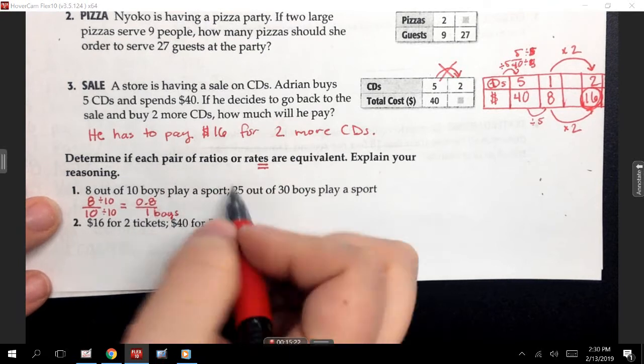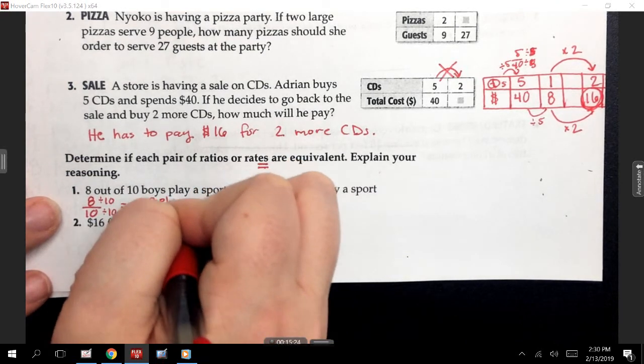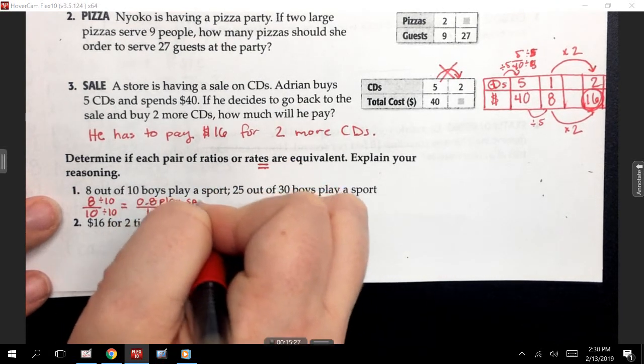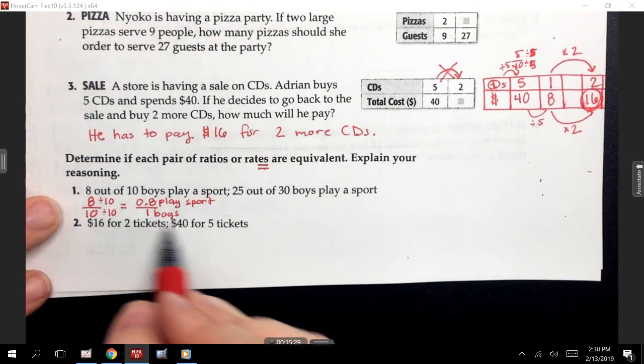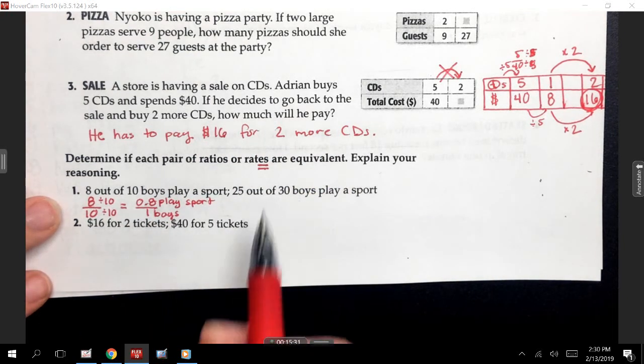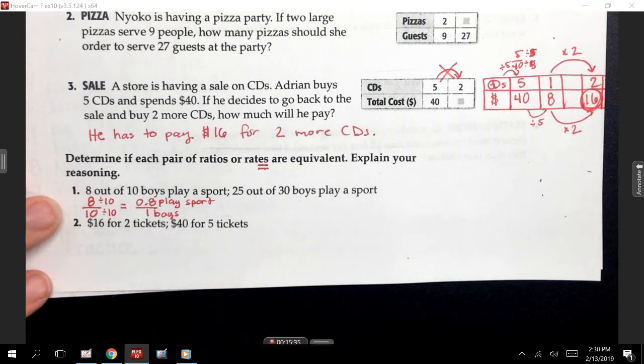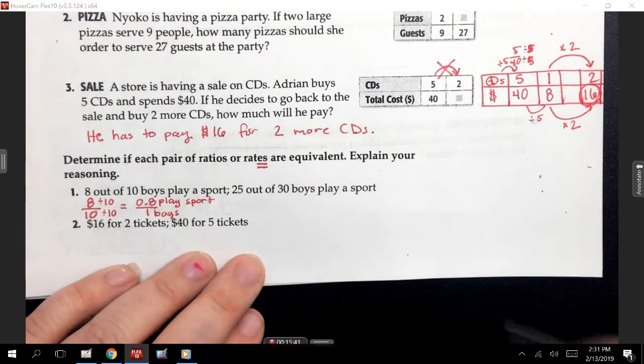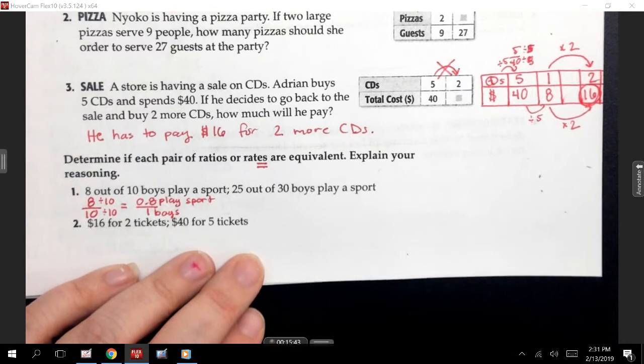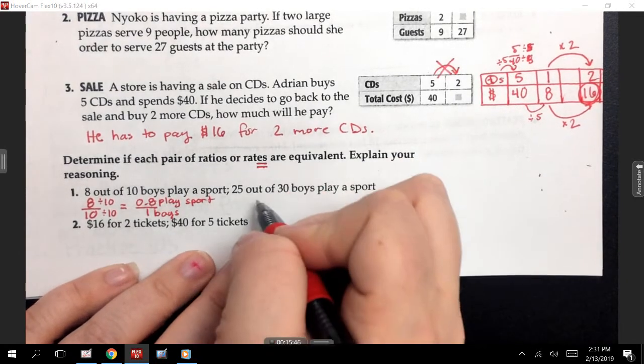And 0.8, you said boys that play sports. I'm going to be a little lazy, Evan. I'm just going to write play a sport. Because it's over the 1 boy, I know that that's the out of, right? So 0.8, play a sport out of 1 boy. Doesn't make a lot of sense, but we're not trying to see if it makes sense. We're trying to see if they are equal. So there's a difference there. So you know they're equivalent. All right, what am I going to do next? Joelle? 25 and 30.